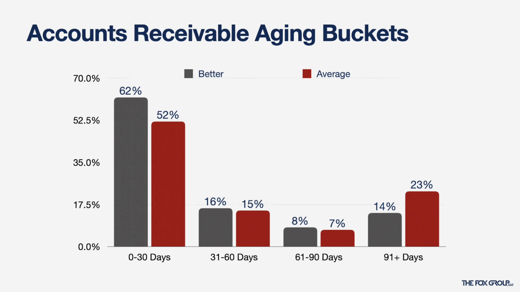Another measure of your AR's health is the percent of accounts receivable in each aging bucket. For instance, 0 to 30 days, 31 to 60 days, 61 to 90 days, and so on. To calculate it, you'll need a report showing the dollar amount of AR in each aging bucket. Then simply convert each bucket to a percent of the total AR. This graph shows the contrast between better performing billing departments versus average performing billing departments.